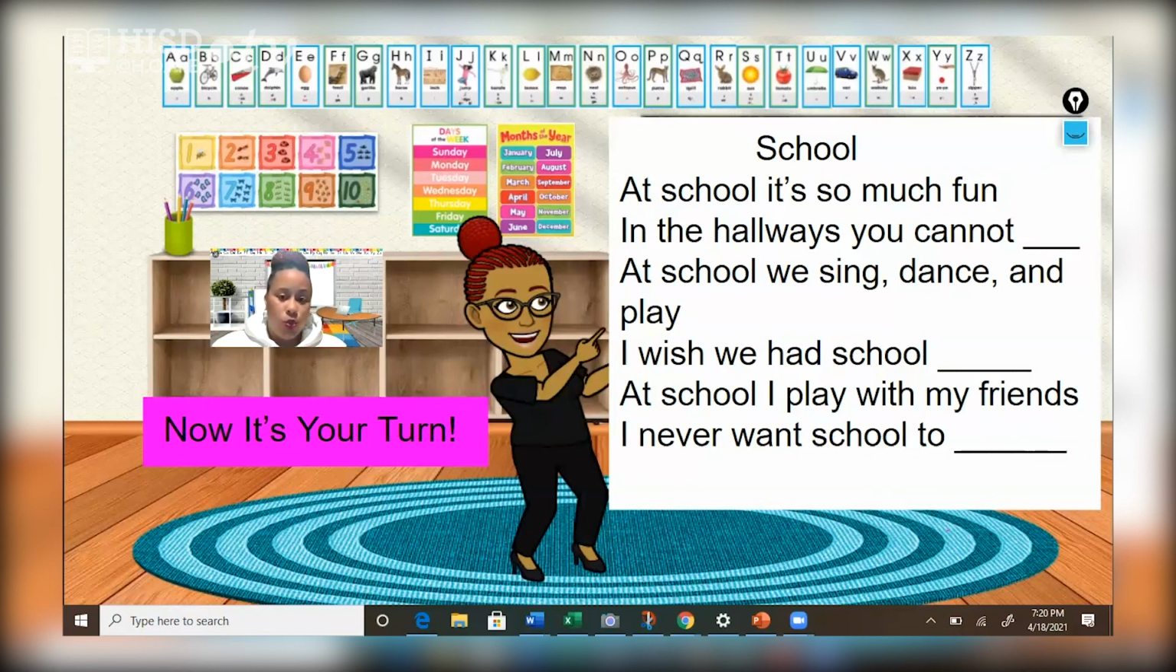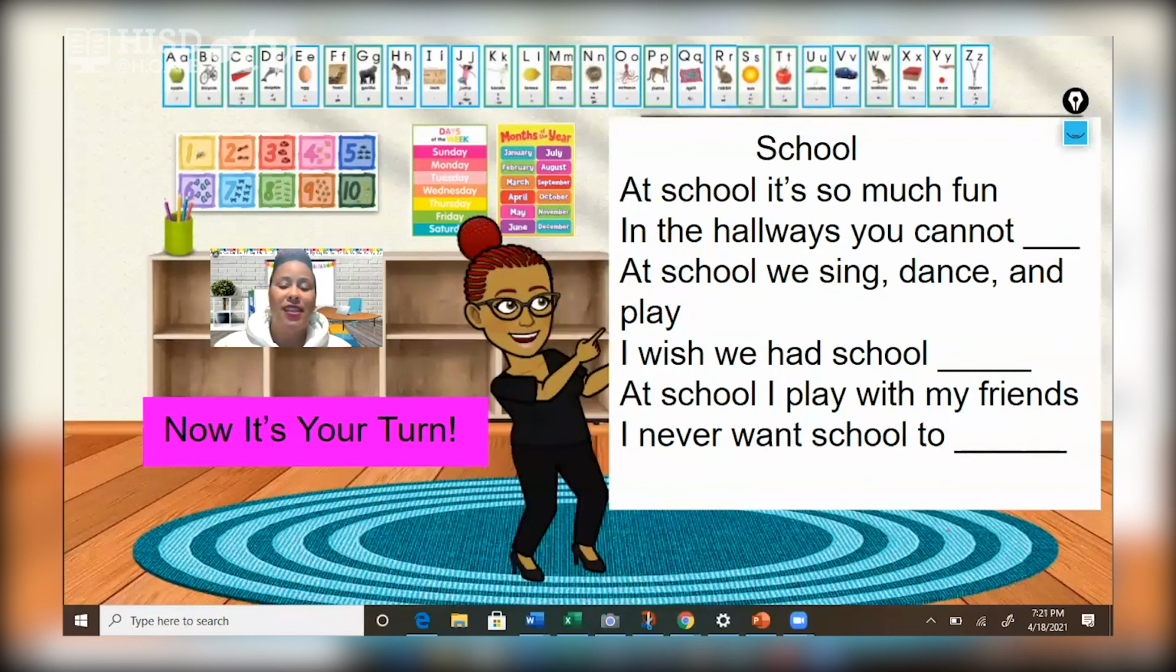This poem is called School. At school, it's so much fun. In the hallways, you cannot... What's something that we shouldn't do at school in the hallways that could rhyme with fun? I know you shouldn't. I heard you say it. You shouldn't run. Let's see if that makes sense. At school, it's so much fun. In the hallways, you cannot run.